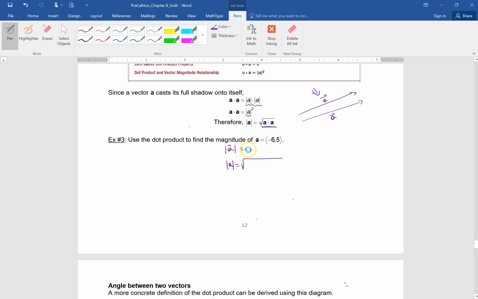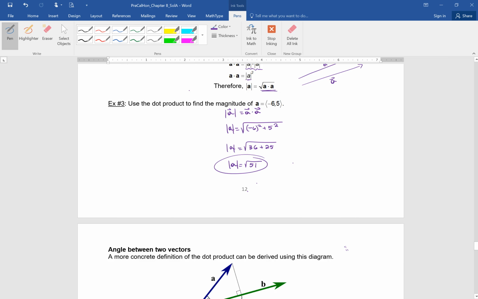The magnitude of A is just the square root of A dot A. Okay? So it's like if we were doing negative 6 times negative 6 plus 5 times 5. So it's negative 6 squared plus 5 squared. And the magnitude of A is the square root of 36 plus 25, the square root of 61. If you had perfect squares, then we'd just get rid of any perfect squares.